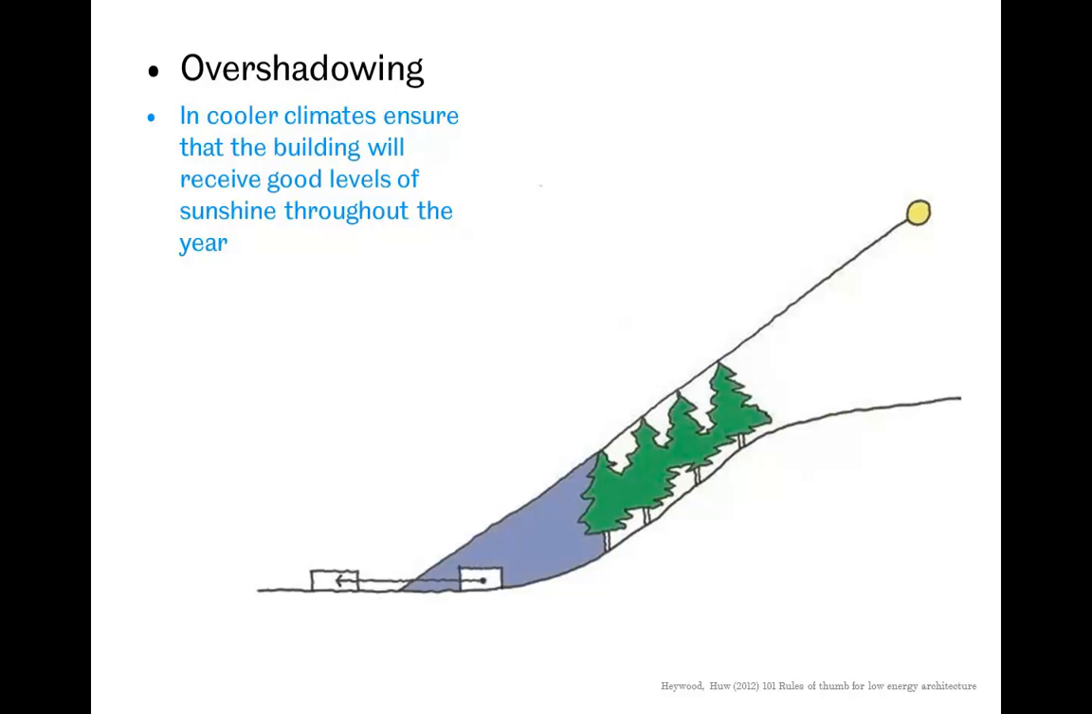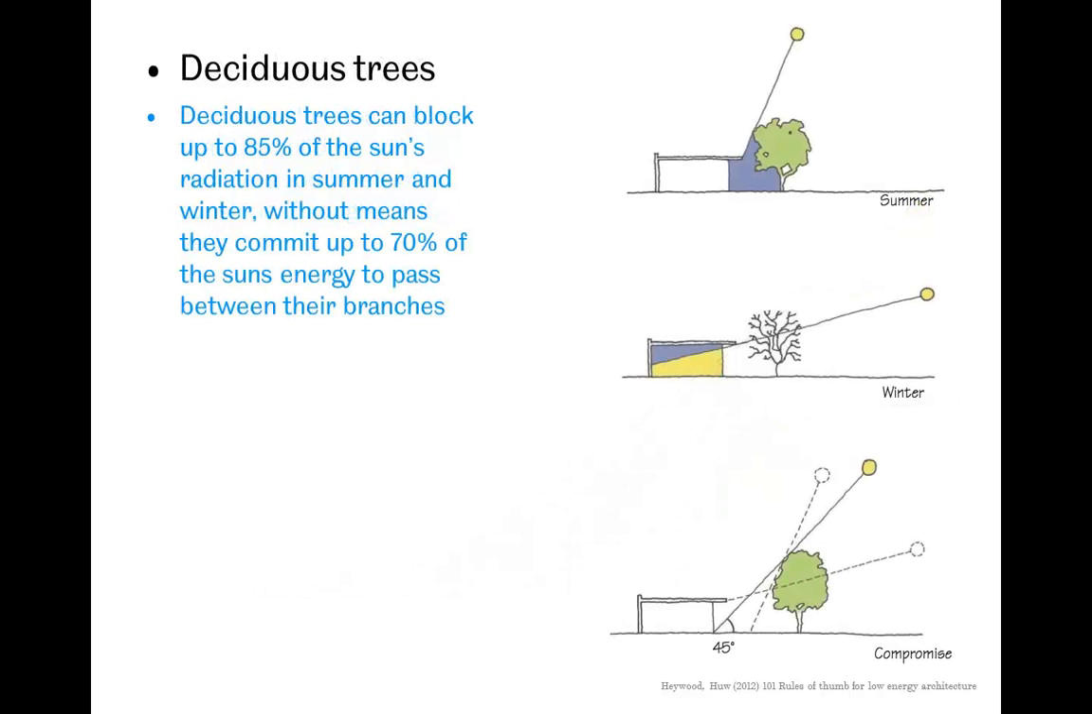Okay, looking at a few more design principles now. In cooler climates, ensure that the buildings will receive good levels of sunshine throughout the year. So in the northern temperate zone, you need to avoid shading your buildings all throughout the year. And deciduous trees, which lose their leaves in winter, can be particularly effective. They will block 85% of the sun's radiation in summer. And in winter, they will allow 70% of the sun's energy to pass through their branches. So you get an incredibly effective shading device which will automatically adapt itself throughout the year to the seasons. So incredibly effective.